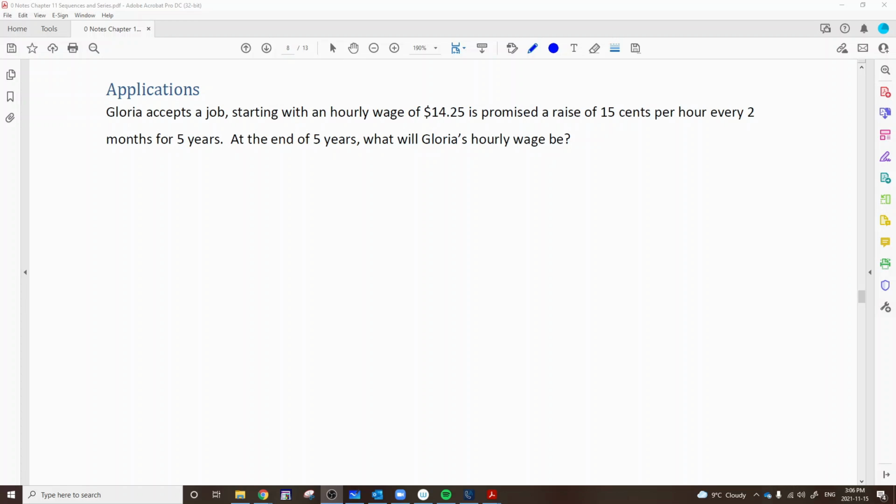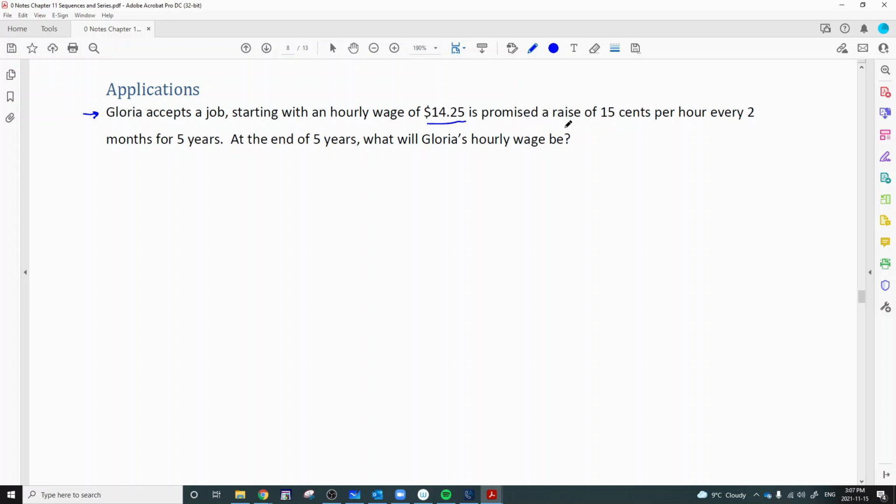The last section of 11.2 is applications of arithmetic sequences and series. You're going to be given word problems and you're going to have to figure out: are you going to use the general equation for the sequence, or are you finding the sum and need the general equation for the series? So this first question says Gloria accepts a job starting with an hourly wage of $14.25.